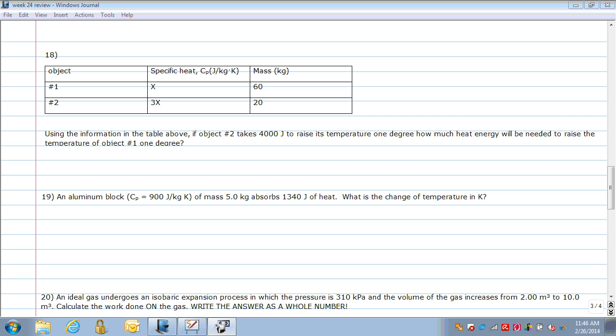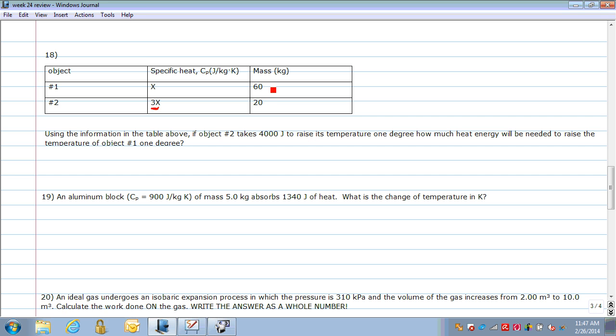In number 18, this looks like a really difficult problem. But anytime you're in a data table problem, you should analyze the data table first. So let's take a look at what's going on in that data table. We have two objects, and according to this data table, object 2 has a specific heat that's 3 times larger than object 1, correct? However, when we look at the masses, we see that object 2 has a mass less than object 1, in fact, by a factor of 1/3. Isn't 20 1/3 of 60?